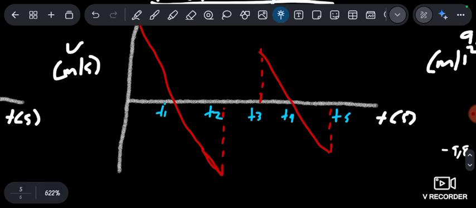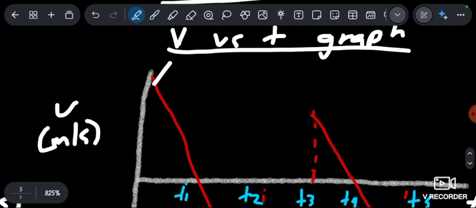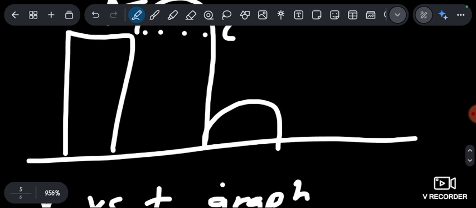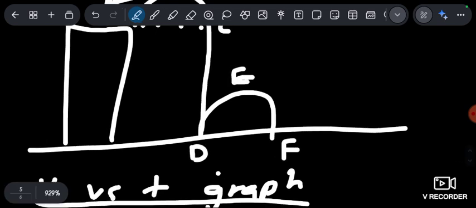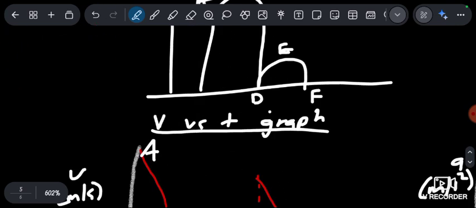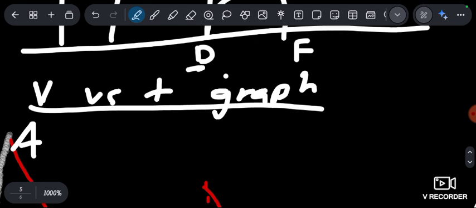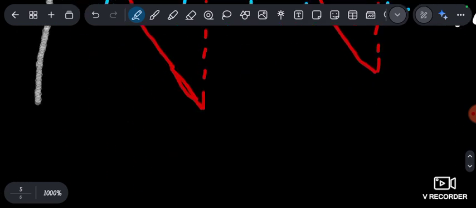So you have to label your graph that here, this is A. This is B, maximum height. So let's label it A, B, C, D, E, F. Now, we can say A, B is the maximum height. The point at which it strikes the ground, it is D. So you should show that as D.